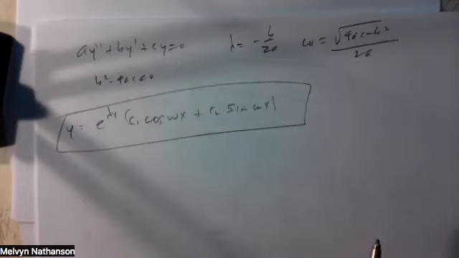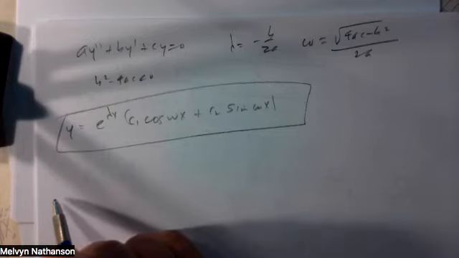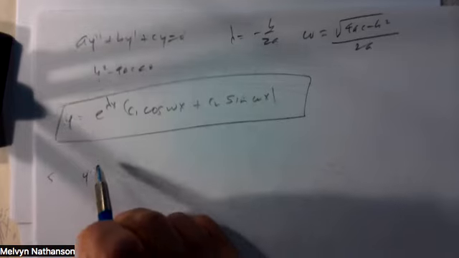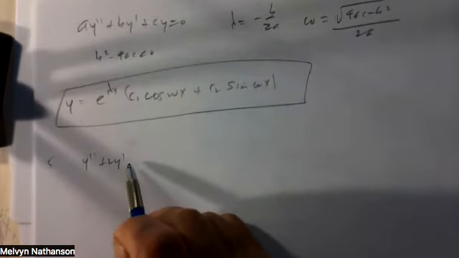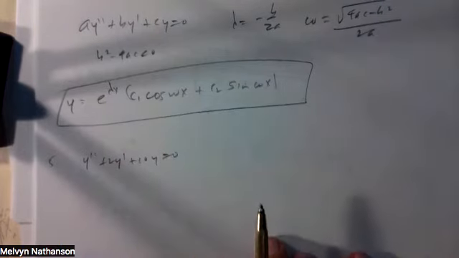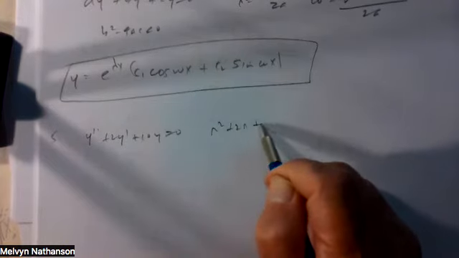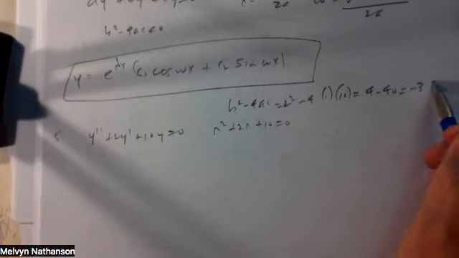So that is the last step in this whole process. Let's look at an example. This is problem number 5 in the homework: y'' + 2y' + 10y = 0. The characteristic equation is r² + 2r + 10 = 0. In this case, b² - 4ac is 2² - 4 times 1 times 10, which is 4 - 40, which is -36, which is negative.